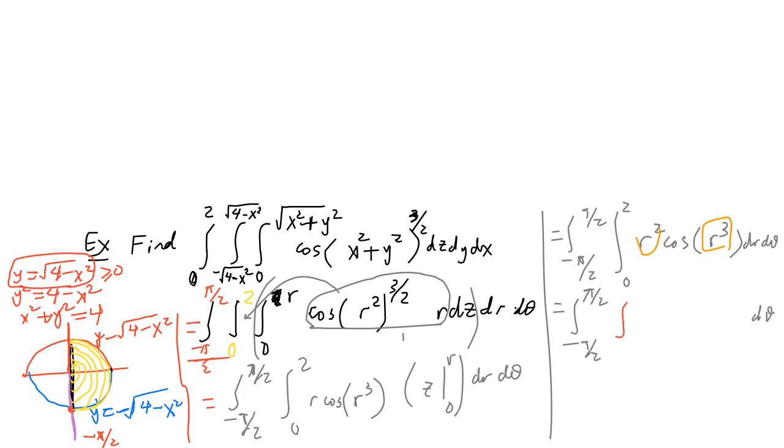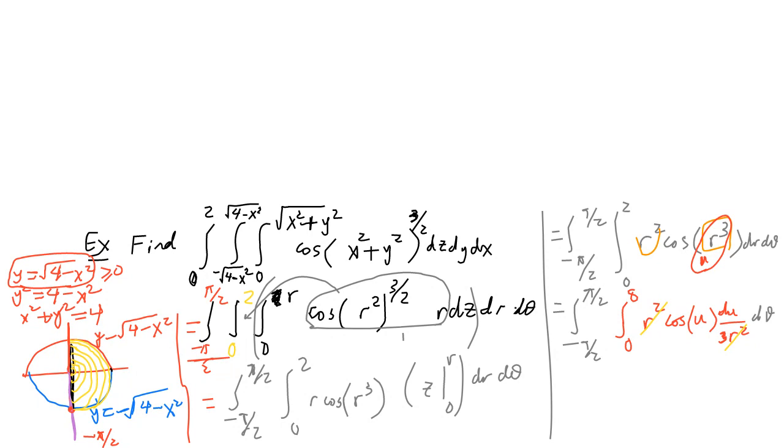Now the new integral from 0 to 8, r squared cosine of u. U is r cubed, of course. This is u, du divided by the derivative of r cubed, which is 3r squared. Now eliminate r squared with r squared. 1 over 3 outside the integral.